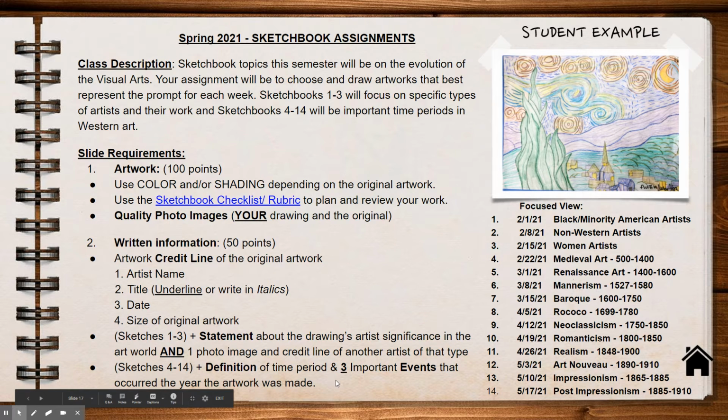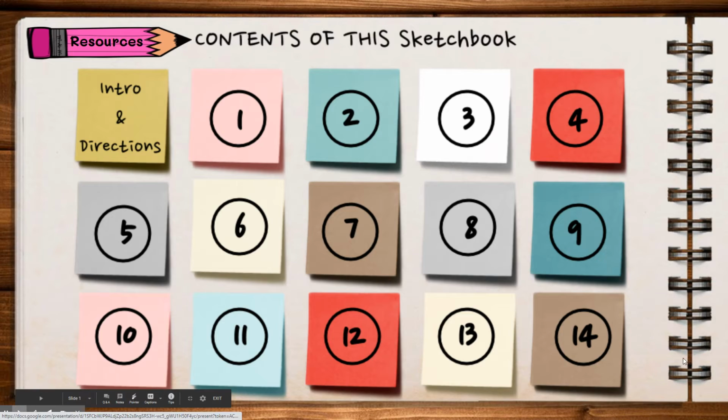And we'll click on that in just a minute. And then you'll have 3 important events that occurred the year the artwork was made. So that is also going to be in the reference page. So let's go over to the reference page really quick, and then we'll go look at the sketchbook pages themselves.